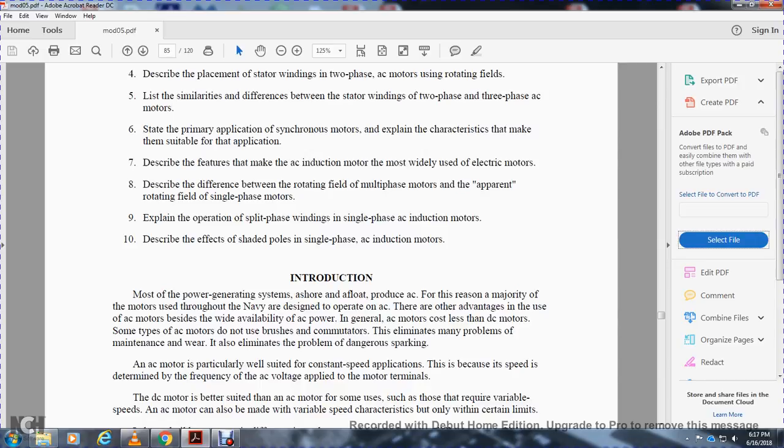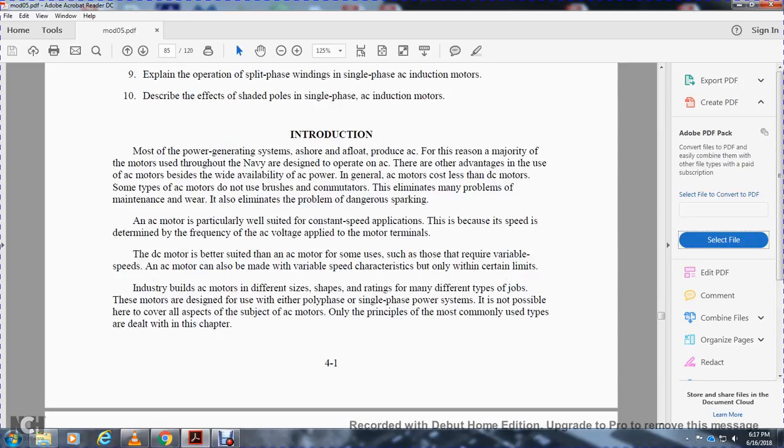eliminates the probable danger of sparking. The AC motor is particularly well suited for constant speed applications, with the substantial speed determined by the frequency of the AC voltage applied to the motor terminals. The DC motor is better suited than the AC motor where variable speed is required, as the AC motor can be made with variable speed characteristics only within a certain limit. The industrial built AC motors differ in size, shape, and ratings for the different types of jobs.